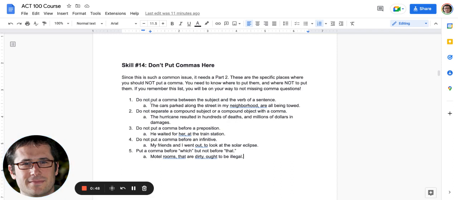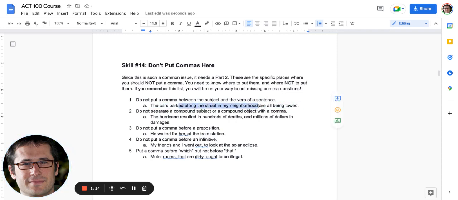So do not put a comma between the subject and the verb of a sentence. I can't tell you how often we see this. The cars parked along the street in my neighborhood are all being towed, right? And I love how the Google Docs knows that this is an error. There's no comma there, right? They're going to say neighborhood R, fix it, right? R is the verb, right?